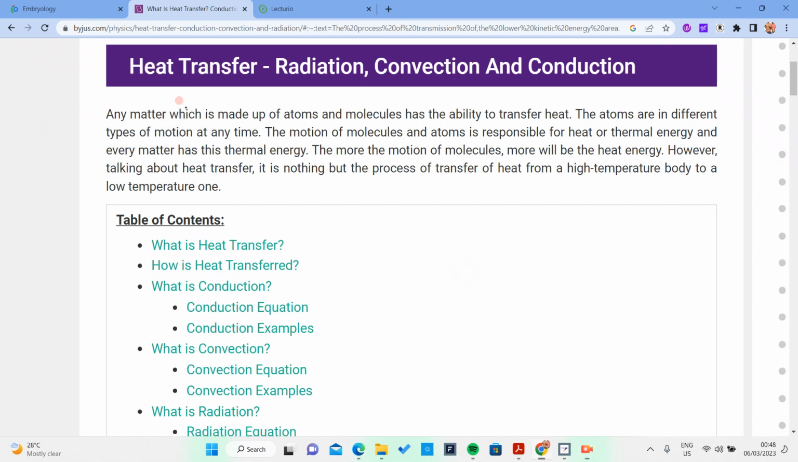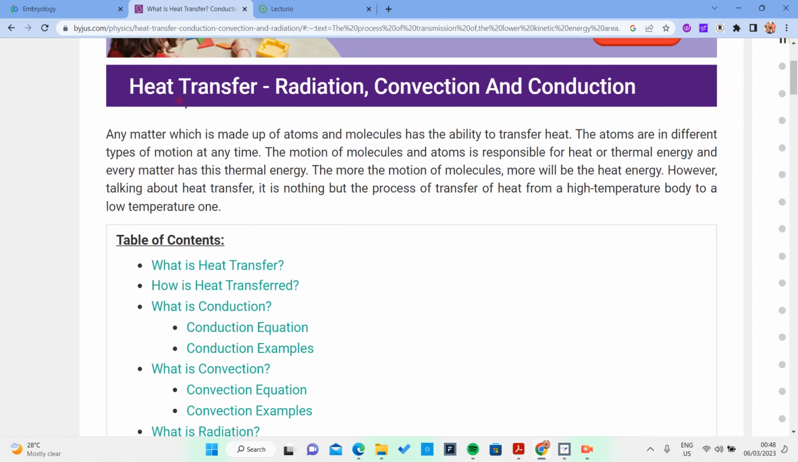Hi everyone. In today's class, we'll be treating heat transfer, and we have three methods of actually transferring heat. We have radiation, convection, and conduction. But before going into each of these different methods, let's talk about what heat is, so we'll have an idea of what we should take note of when we are dealing with the different methods of transferring heat.